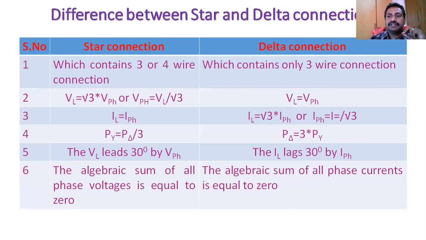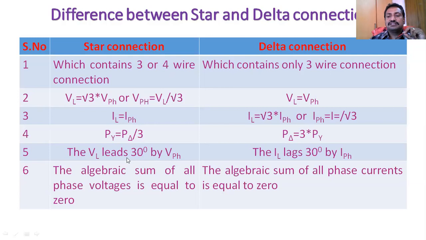Finally, we will see the differences between star and delta. In star connection, 3 or 4 wires are available. In delta connection, only 3 wires. In star connection, VL is equal to root 3 V phase. In delta connection, VL is equal to V phase. In star connection, IL is equal to I phase. In delta connection, IL is equal to root 3 I phase. In star connection, the power in star is equal to 1/3 of the power in delta. In delta connection, the power is 3 times the power in star.